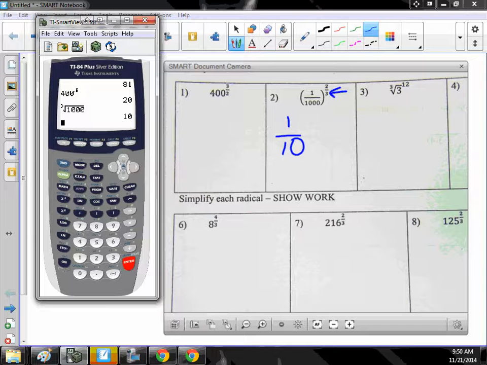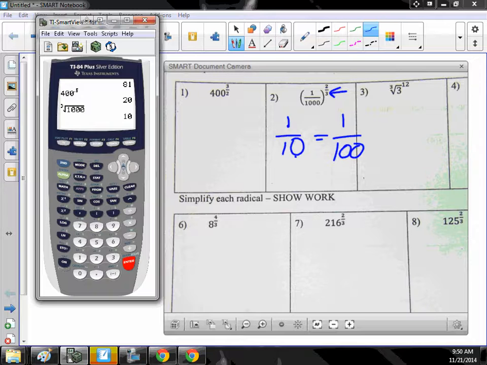Does that make sense? How many of these 1 over 10s will be in my answer? 2 of them. So if I have 2 of these, what does that give me? 1, because 1 times 1 is 1. If I have 2 of these, what does that give me? 100. So 1 over 1,000 to the 2/3 is 1 over 100.